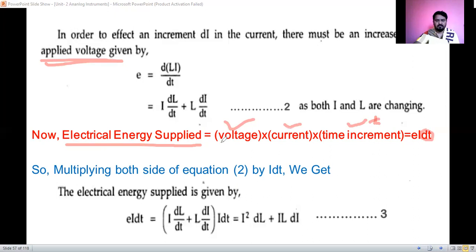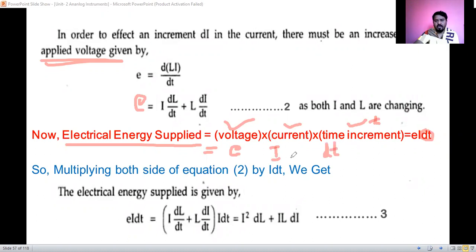So energy supplied equals voltage into current into time increment. Voltage, current, into time increment. Rule number 2. Now here, voltage means what? This is the voltage applied only. We have calculated E here. Current is nothing but I, and time increment is nothing but dt here.